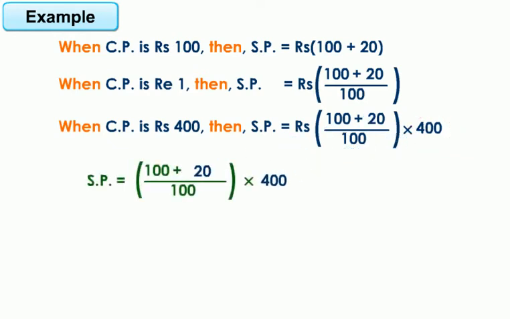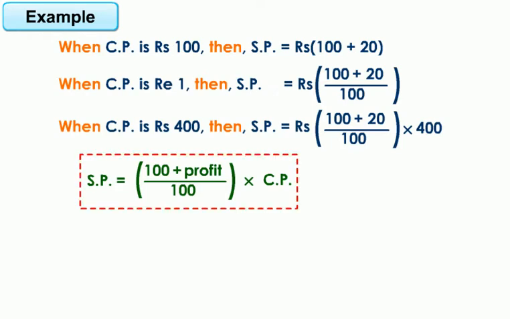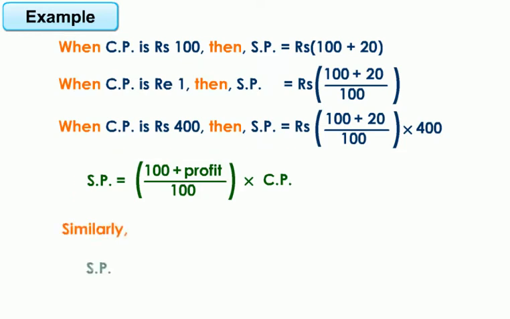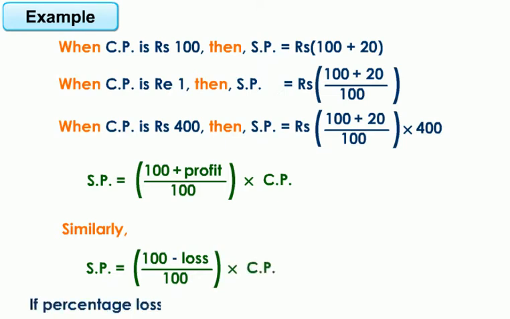On replacing 20 by profit and 400 by cost price, we have the formula selling price equals 100 plus profit divided by 100 into cost price. Similarly, if percentage loss is given, selling price equals 100 minus loss divided by 100 into cost price.